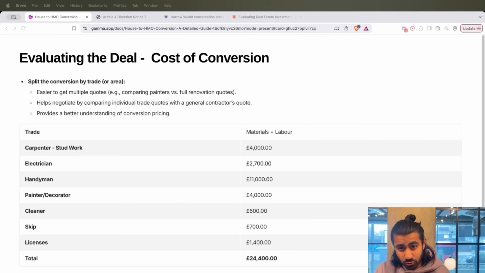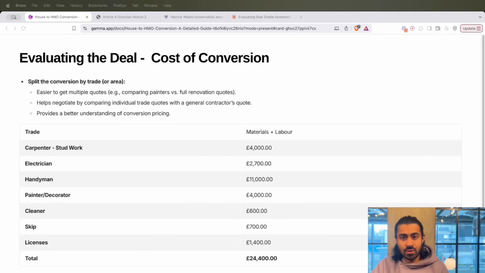So you can literally call 3 or 4 electricians, 3 or 4 carpenters, 3 or 4 painters, decorators, and then you can really quickly build out a rough estimate of how much this project is going to cost. And then finally, if you do go with a general contractor because you don't want to manage the project yourself, at least you have real figures to negotiate the contractor by.